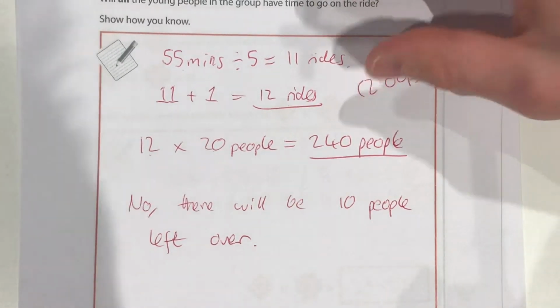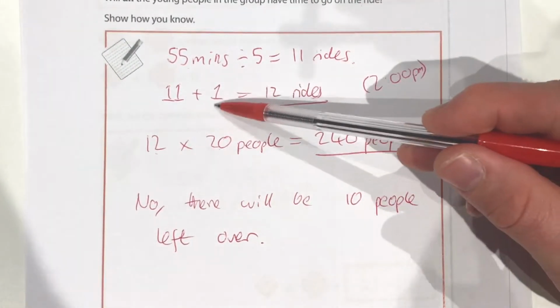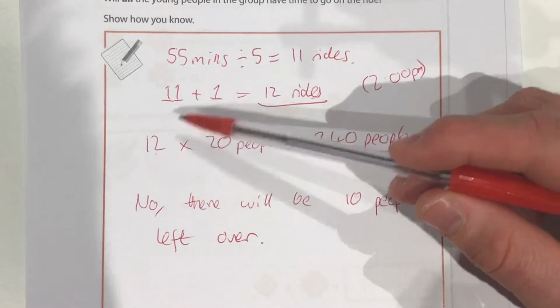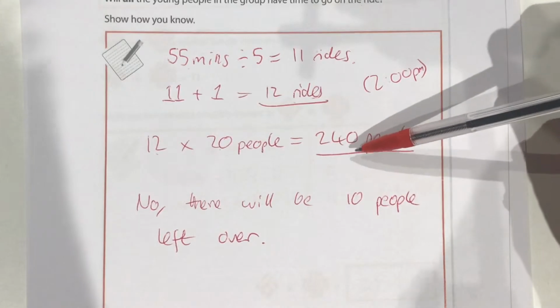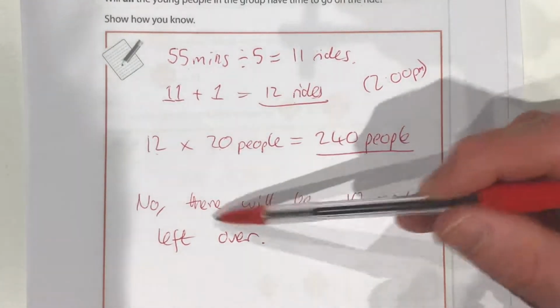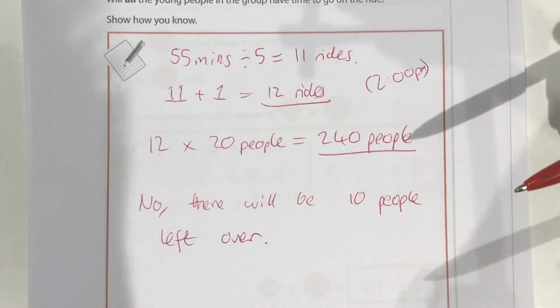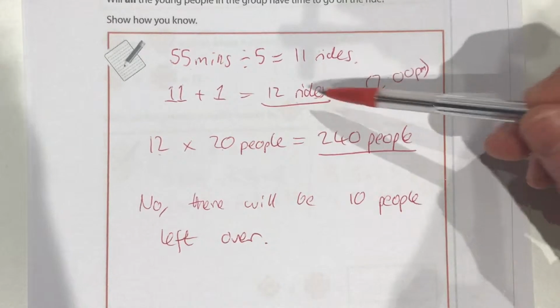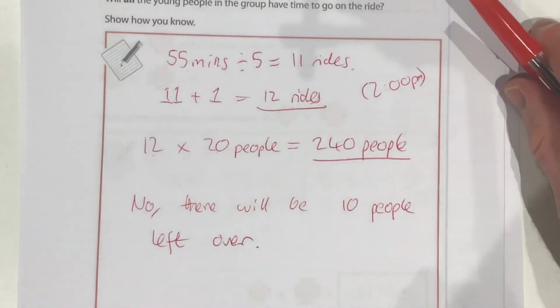So you can still pick up marks here. 3 marks available. If you forgot to add the 1 on and then did 11 times 20, you'll still get a mark. And if you have a different answer, whatever answer you've got, if you've written it here, you're still not going to be enough, then that's fine. But for the full 3 marks, 240 people, 10 people left over.